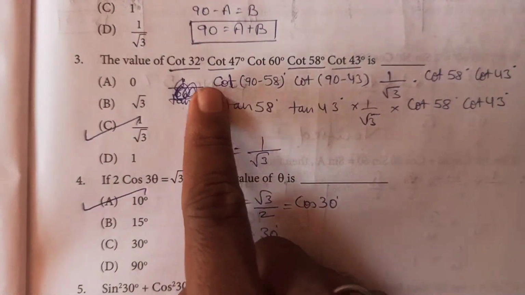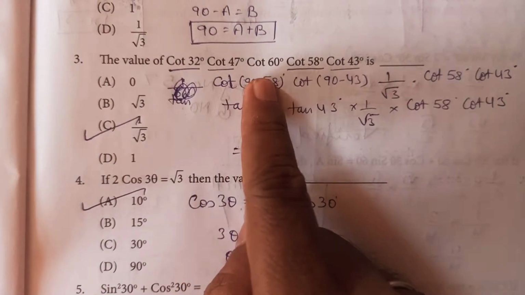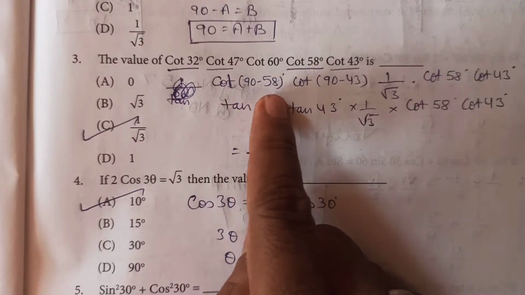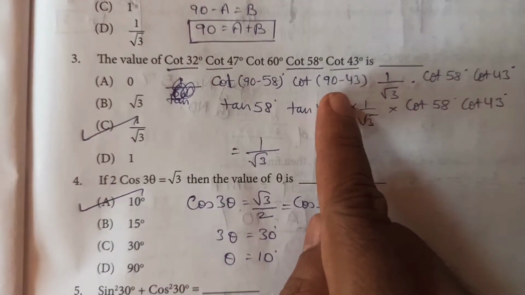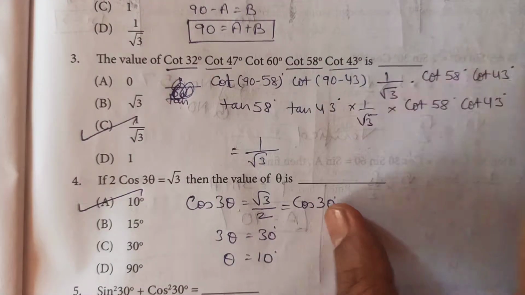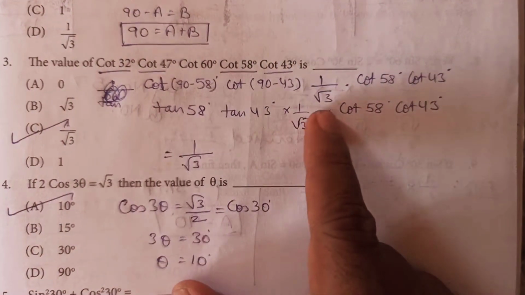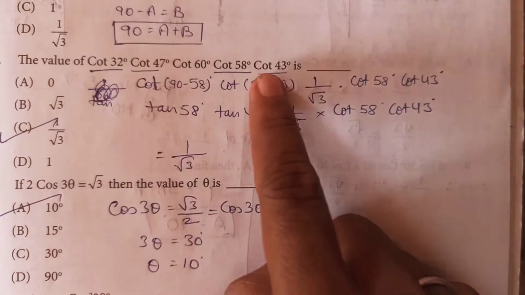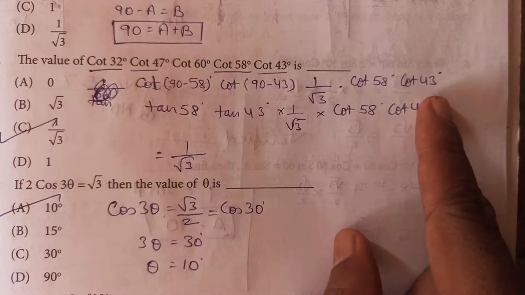The value of cot 32, cot 47, cot 60, cot 58, cot 43. So cot 32 can be written as cot (90 minus 58). Cot 47 can be written as cot (90 minus 43). And cot 60 can be written as 1 by root 3. Cot 58 as it is. Cot 43 as it is.